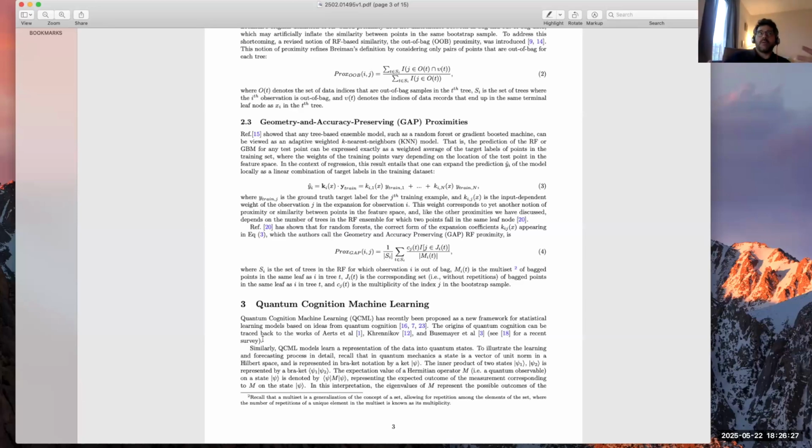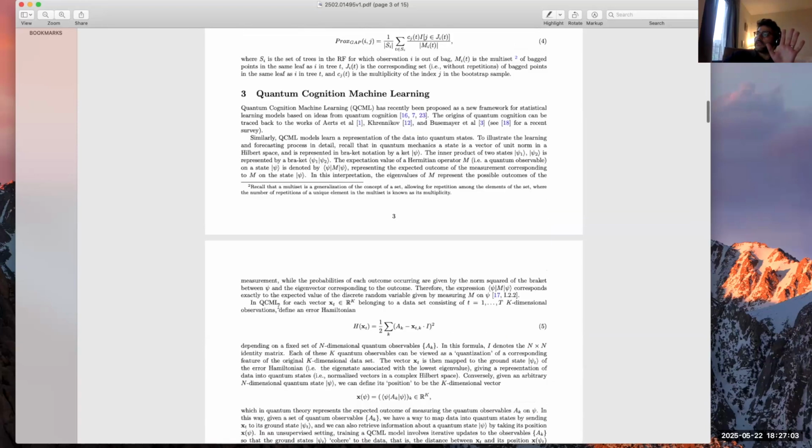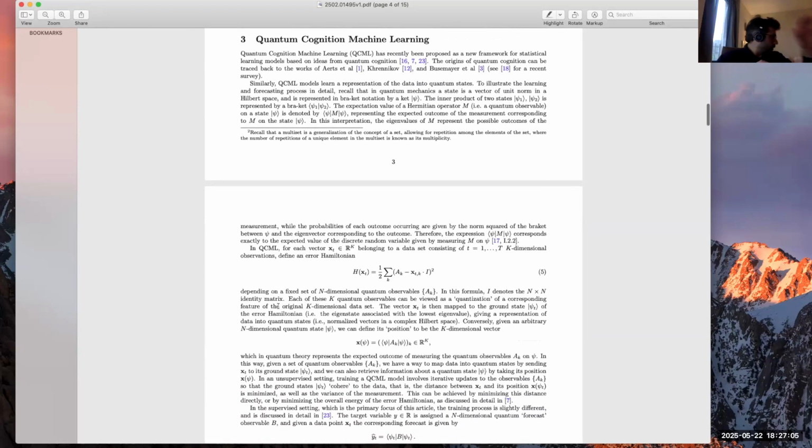So there's nothing physically quantum going on. When you train a quantum cognition machine learning algorithm, we're just using quantum mathematics, and in some sense, the mathematical framework of quantum mechanics is a more general, more flexible mathematical arena than the mathematical framework of classical mechanics. I'll get into some of the details in a bit, but first I just want to switch over to the whiteboard.